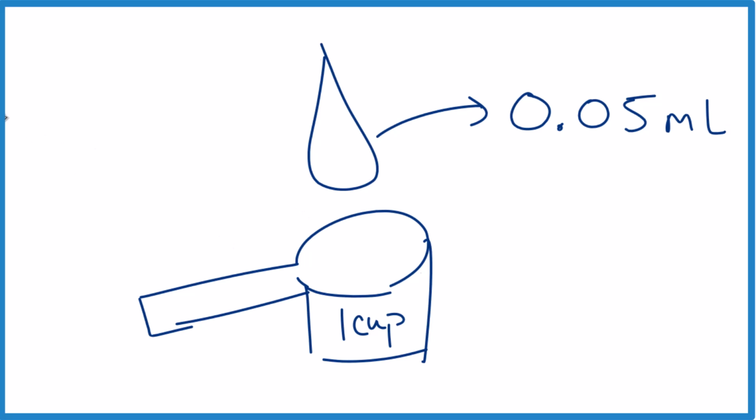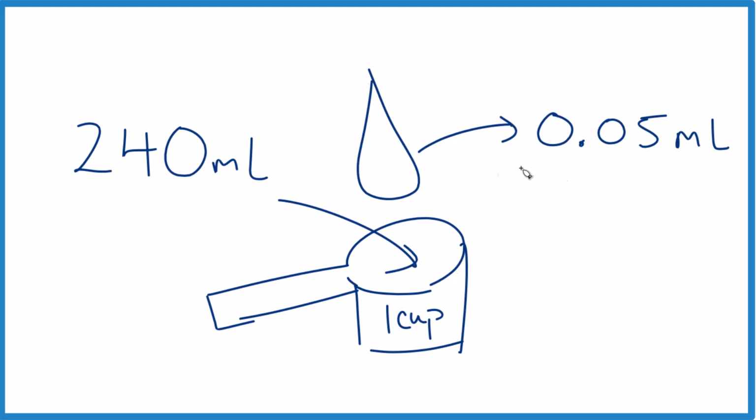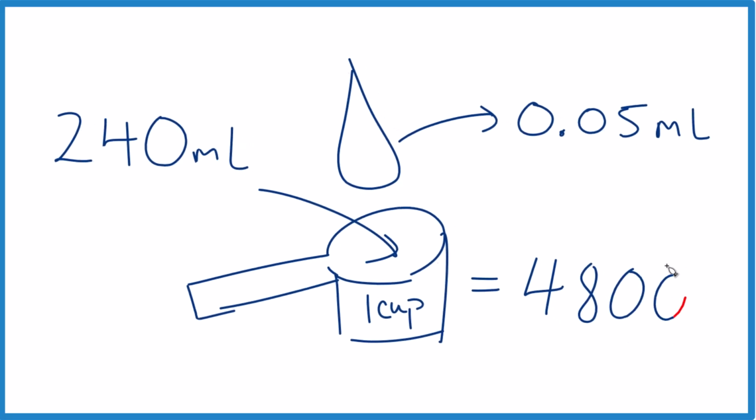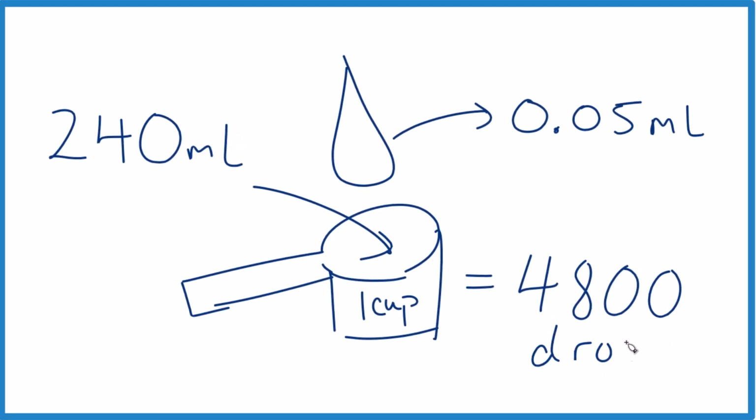And in one cup, there are 240 milliliters. So what we need to do is divide 240 by 0.05. And if you do that, what you find out is that there are 4,800 drops in one cup of water. And if someone wants to test that and leave a comment, I'd appreciate it. But 4,800 drops, that's about how many drops of water, if you sat there and dropped them in a cup, you'd have when your cup of water was full.